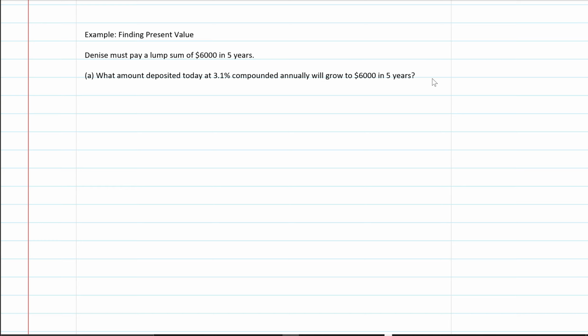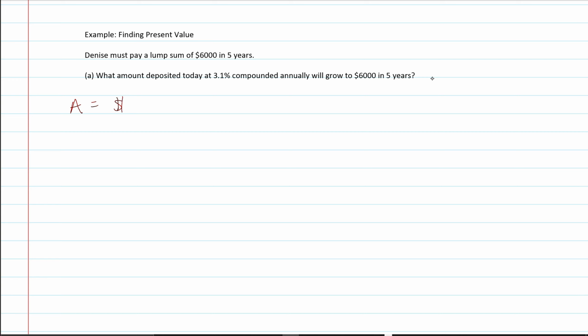Next example, finding the present value. So our example says that Denise must pay a lump sum of $6,000 in 5 years. Part A says, what amount deposited today at 3.1% compounded annually will grow to $6,000 in 5 years, because that's what she needs. So let's go ahead and take a look at what we have for each of the variables.